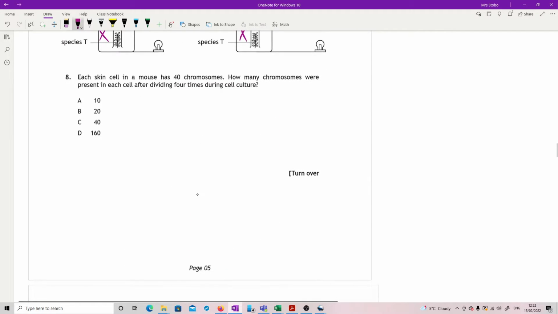Each skin cell in a mouse has 40 chromosomes. How many chromosomes were present in each cell after dividing 4 times during cell culture? This is almost a trick question. You're kind of messing with your head a bit. You know that when you divide a cell, you get the same number of chromosomes. That's the whole point. It maintains your normal chromosome complement. It doesn't matter how many times it's divided. It could be 4, it could be 40. You know, it doesn't matter. You still have the same number of chromosomes you started off with. So C is the correct answer for that.